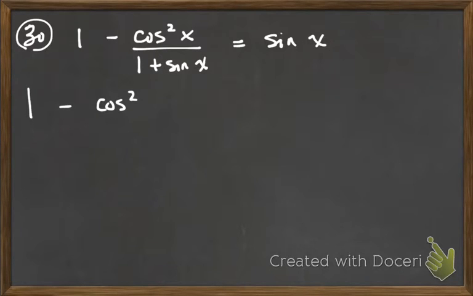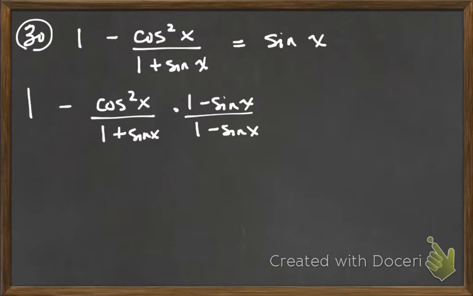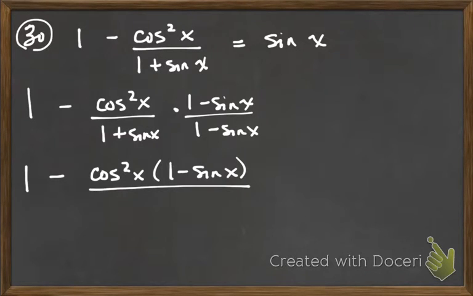So what would I multiply by? 1 minus sine. All right, that's going to give me 1 minus cosine squared x times parentheses 1 minus sine of x. And then what will I have in the denominator? One minus sine squared x. And I intended to get 1 minus sine squared x so I could change it into something else. So what can I change that into?